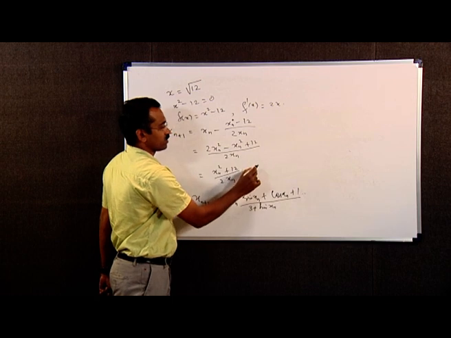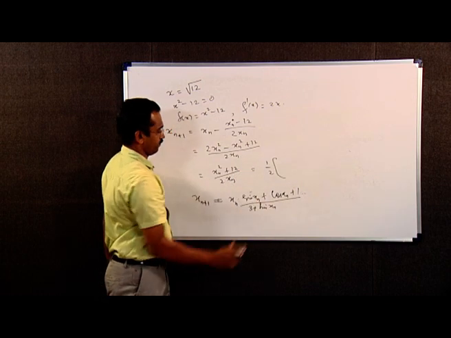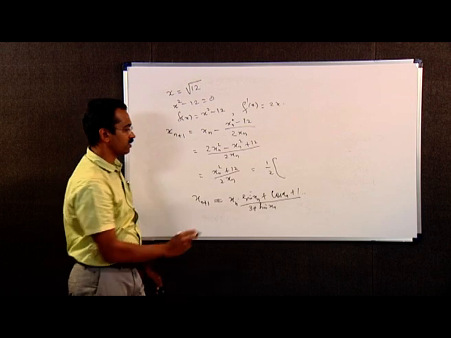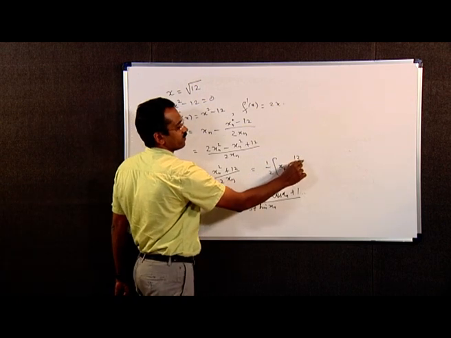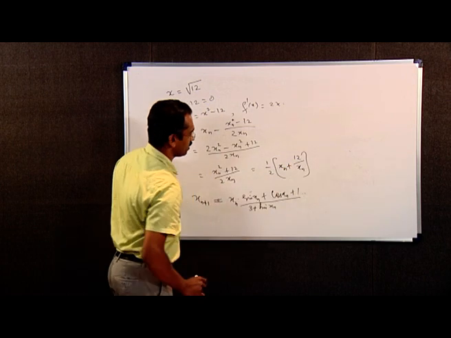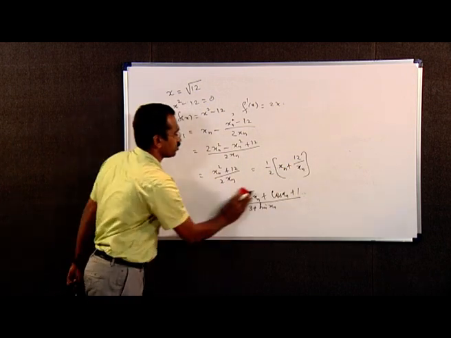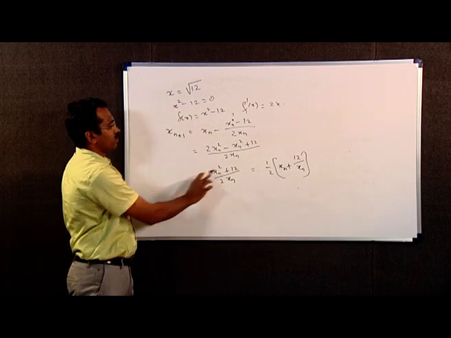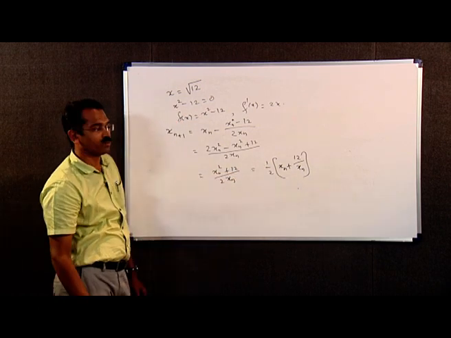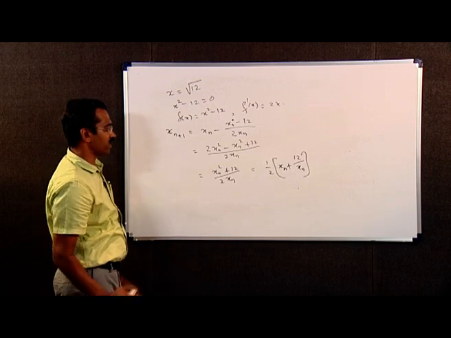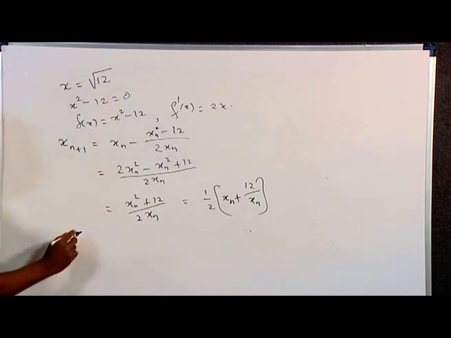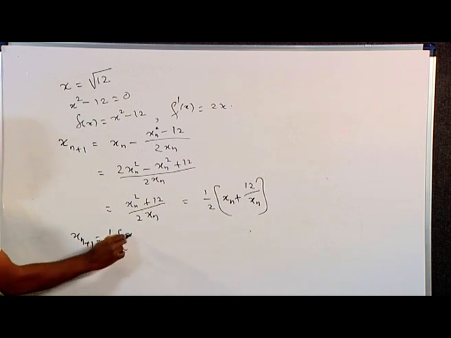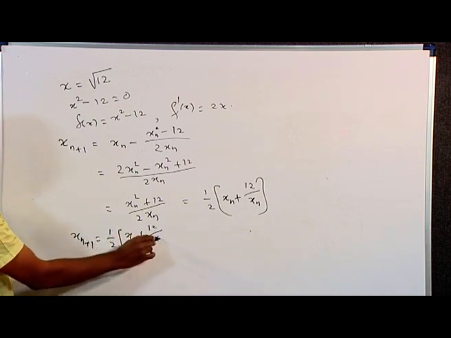which can be written as 1 by 2 into x n square by x n is x n plus 12 by x n, that is x n plus 1 is equal to 1 by 2 into x n plus 12 by x n, which is the iterative formula in this problem, that is to find root of 12.